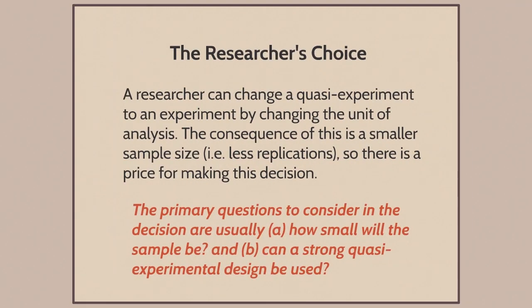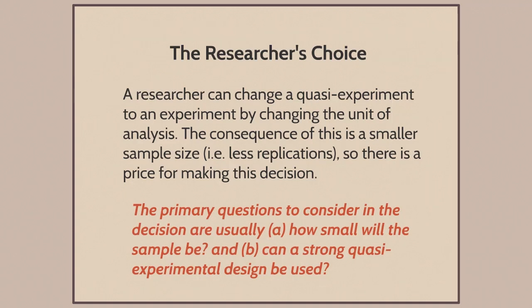A researcher can change a quasi-experiment to a true experiment by changing the unit of analysis. The consequence of this is a smaller sample size, so there are fewer replications. So there's a price for making this decision.